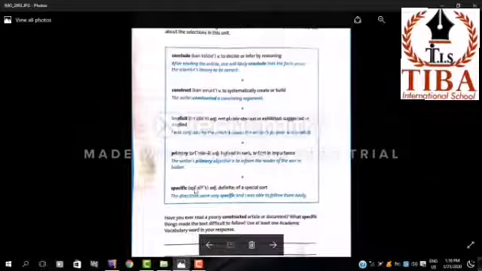Specific. Specific means definite with one word, or special, or particular. You can write particular if you wish. The directions were very specific and I was able to follow them easily. So specific means definite or particular, special. Okay, go to the next page.